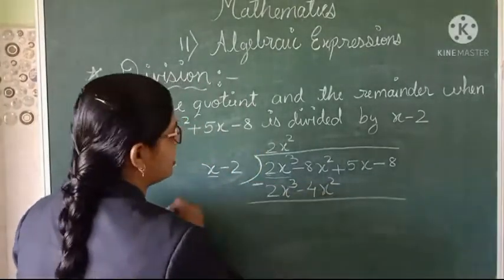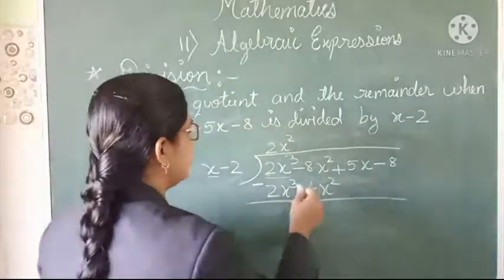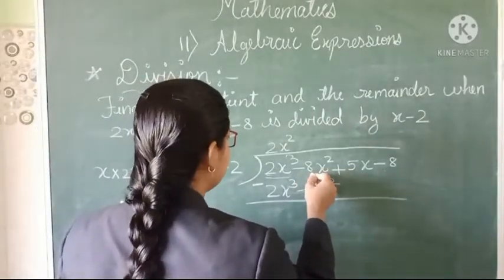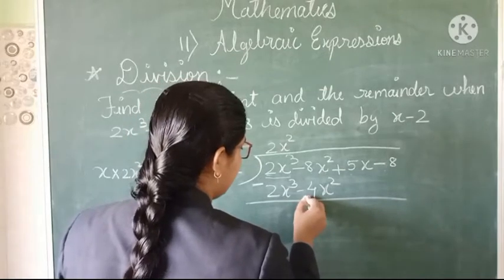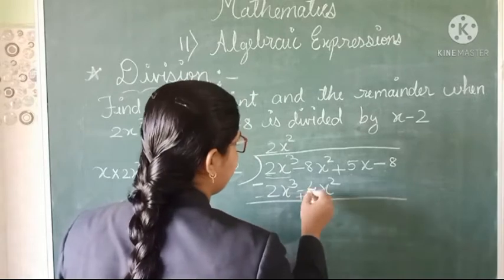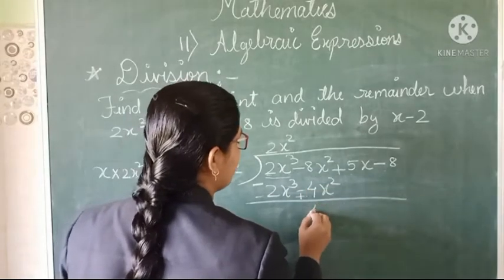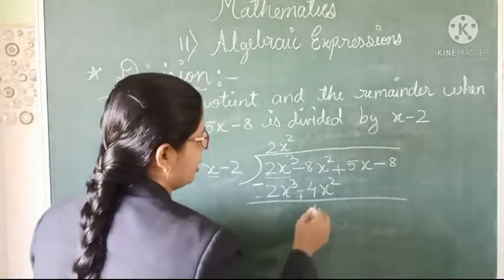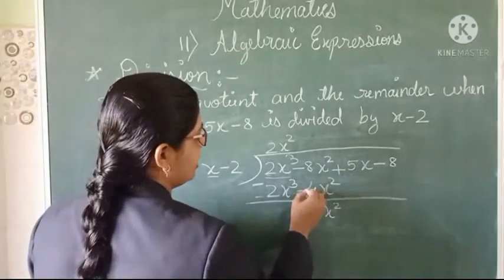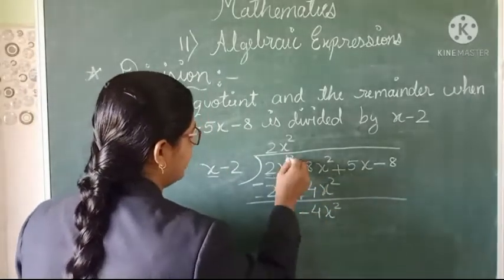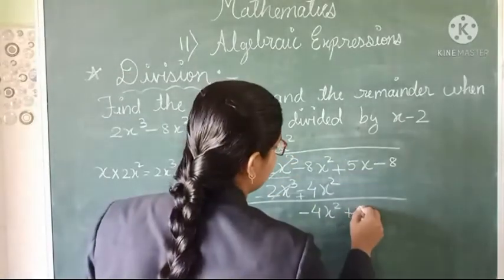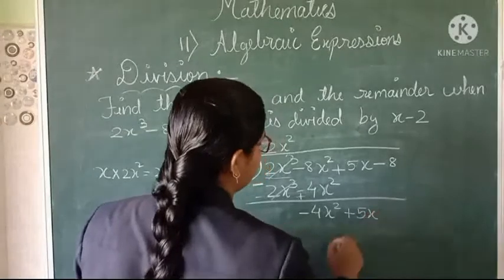Now here it is negative. Then here it will be negative 8 and negative 4. So first you have to change the sign here. 8 minus 4 is 4. Okay, and x square it will be. So it will be negative sign and here it will get cancelled. Okay, now write down the next term, that is 5x.